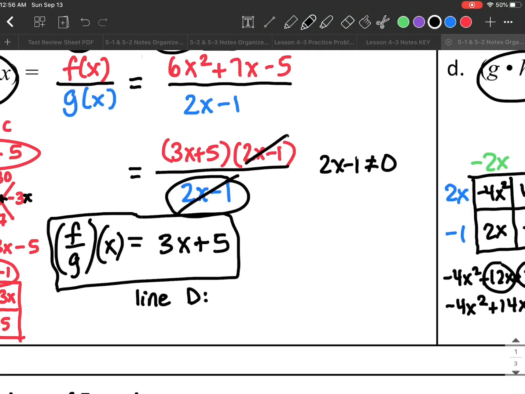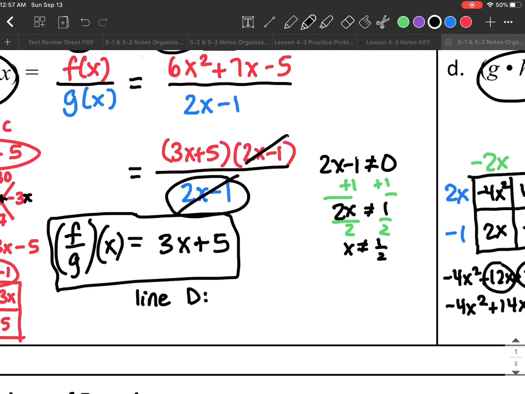So I have 2x minus 1 cannot be equal to 0. If I solve that equation, I'm going to add 1 on both sides. That gives me 2x cannot be equal to 1. Divided by 2 on both sides, that means x cannot be equal to 1/2. So that's a restriction for the domain. x cannot be equal to 1/2. We're going to have a hole there. We're going to have a break for this line.